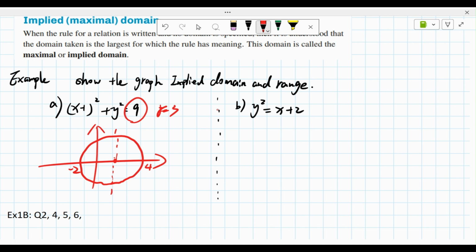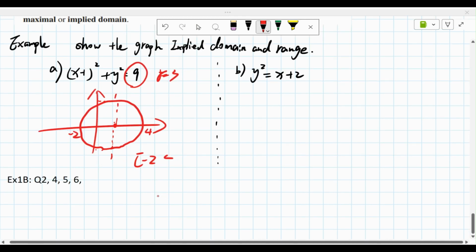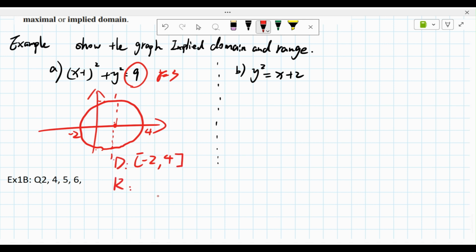And can you tell me your maximum point? So actually the implicit domain is from -2 to 4. -2 to 4 is your domain. And range will be equal to a substitution in here, which is 1, 3 and 1, -3. So which is -3 to 3.